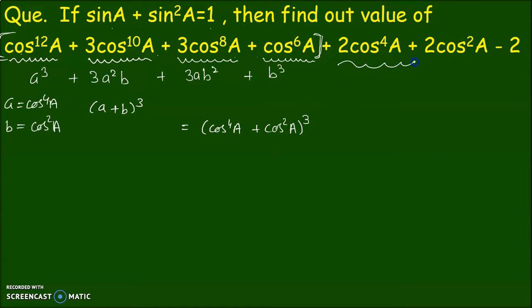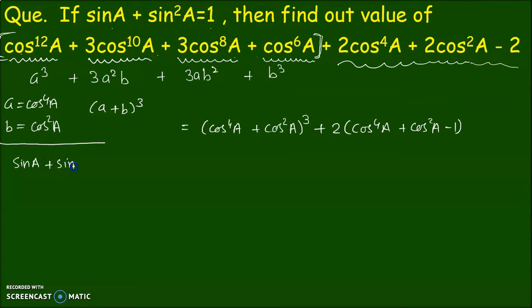And from the remaining quantity, this is 2 cos raised to 4a plus 2 cos square a minus 2. Here from this, if you take 2 common, the remaining will be cos raised to 4a plus cos square a minus 1. Okay. Now if you observe the given data, it is given that sin a plus sin square a is equal to 1. So if you take this sin square a to the right hand side, it becomes 1 minus sin square a, and 1 minus sin square a is nothing but cos square a.